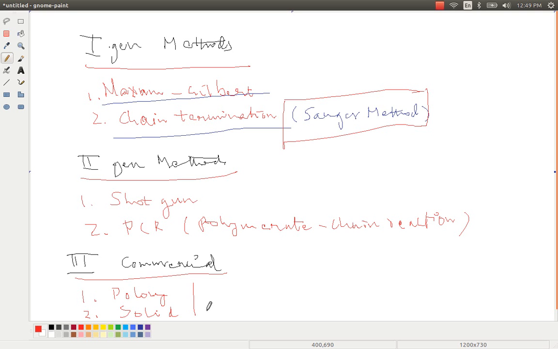The extensions of these methods are under study, and they are evolving. We also have the next generation methods, and there are so many. It is very difficult to list the number of methods that fall under the next generation methods.